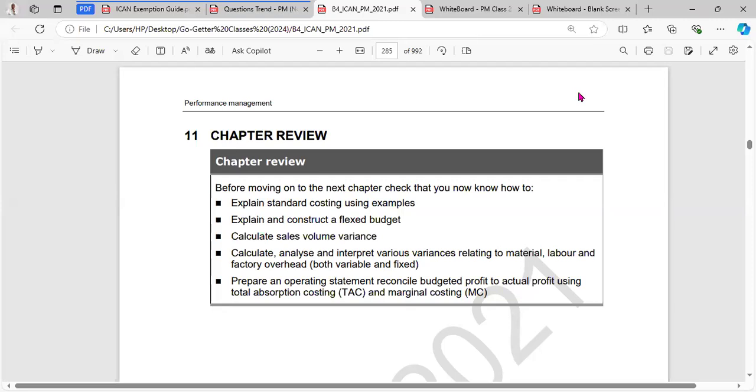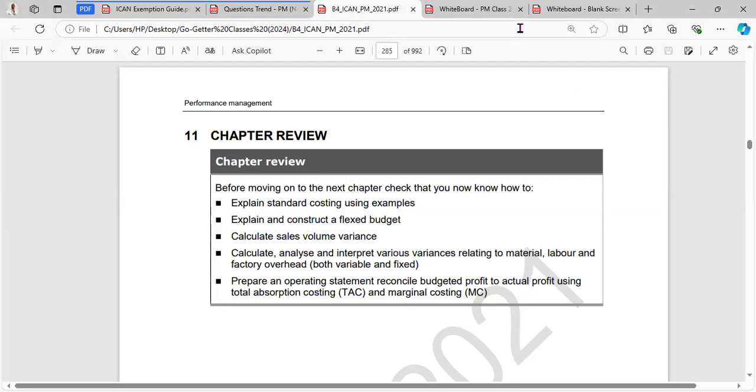And now the volume variance can be divided into two, which is efficiency and capacity, and we saw how we can derive them.